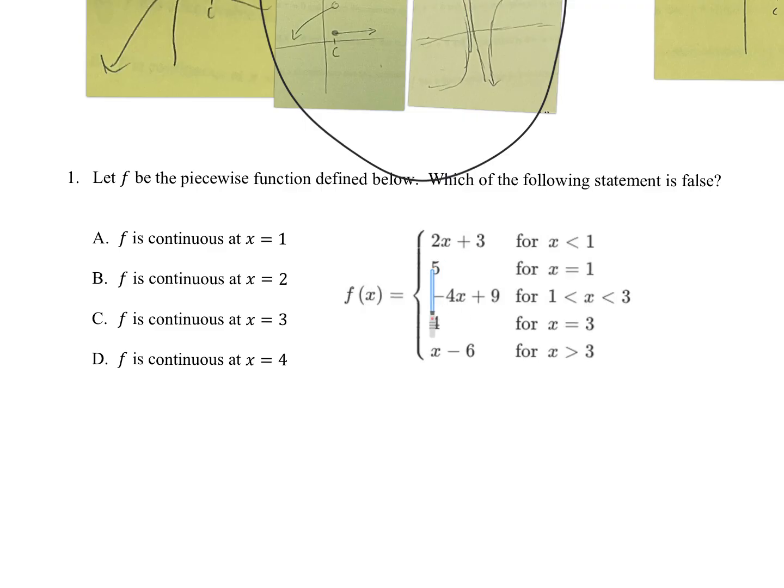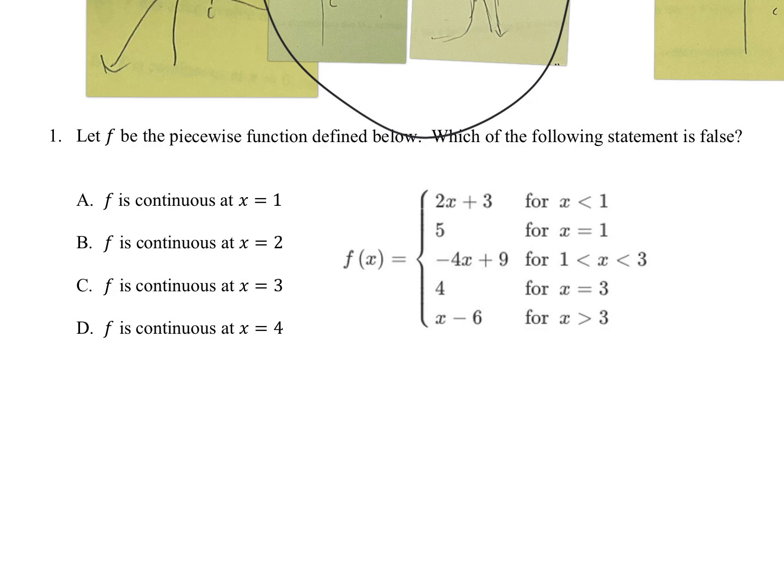When x is 1, what's y? From the left of 1, my limit is 5. At 1, my value is 5. From the right of 1, I would get 5 there. What about here? Probably 5. Negative 4 plus 9 is 5. So is it continuous at 1? Yeah, so it's continuous.